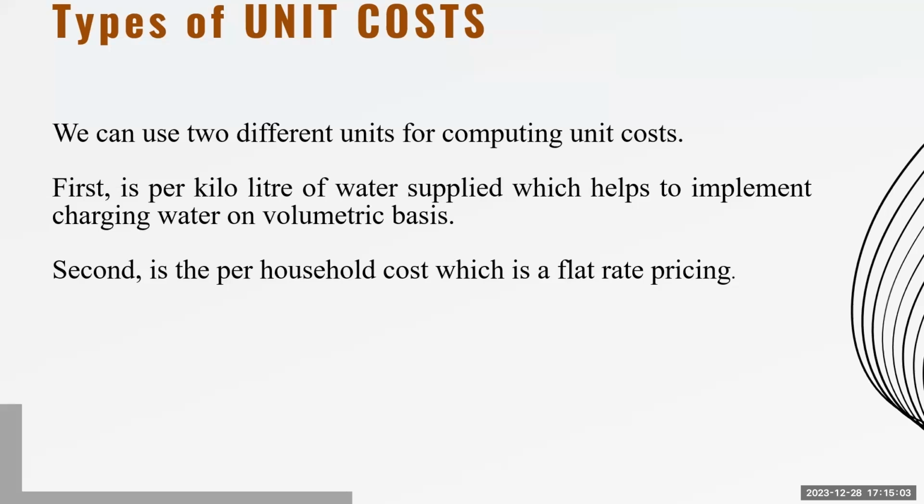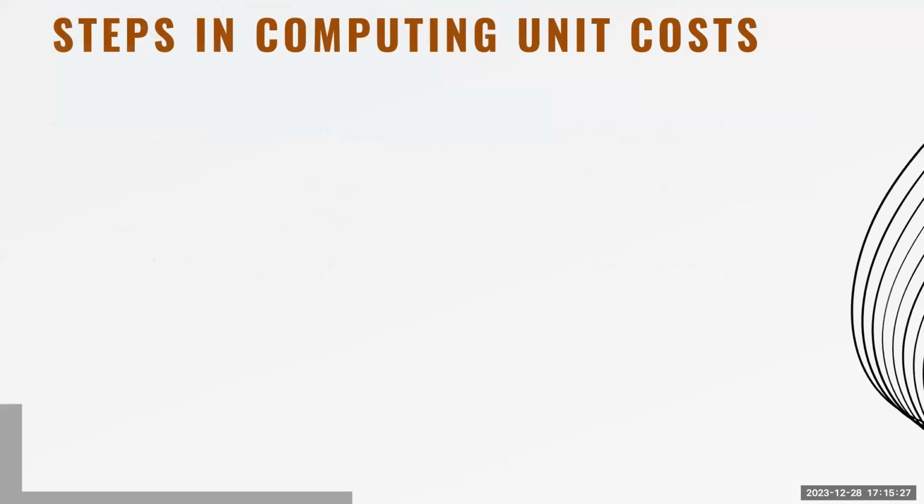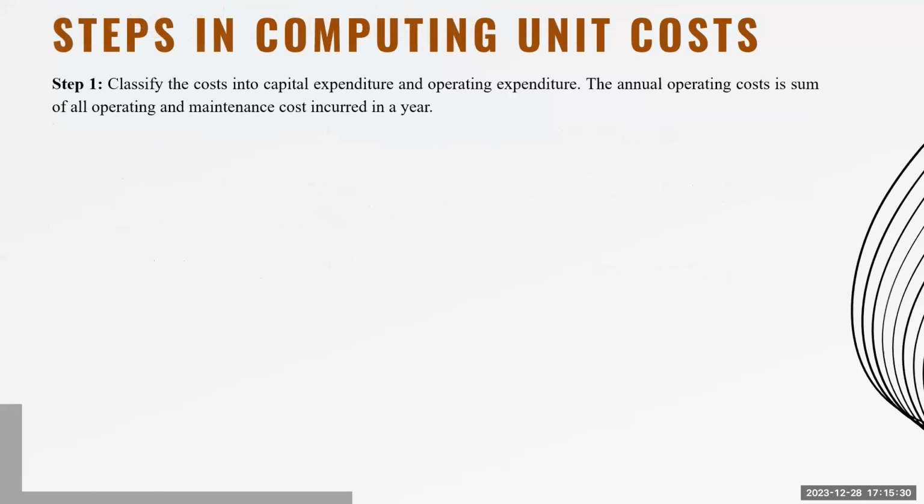In order to calculate this, we can also look at what units we are using. That means cost per watt, what kind of unit. We can look at cost per kiloliter of water supplied, or cost per household. The number of households can be used as a unit, and therefore we can compute the unit operational cost as well as the unit fixed cost, and then put it together to get the total cost.